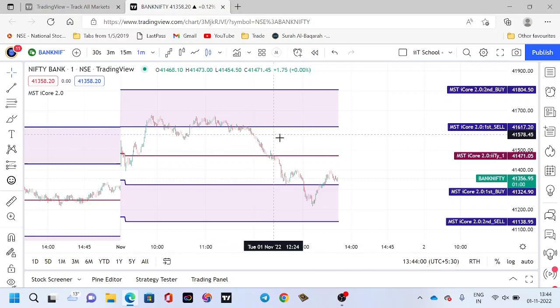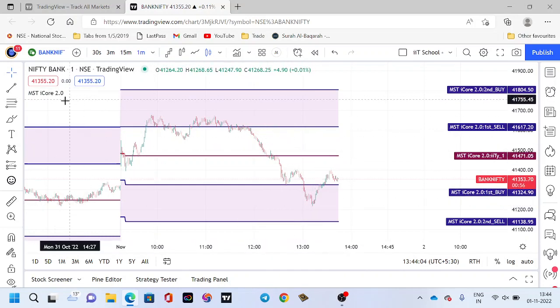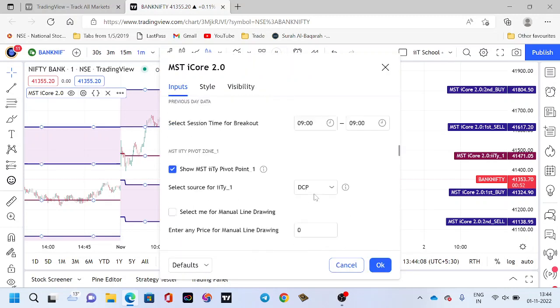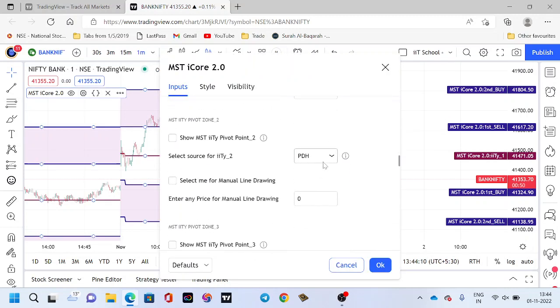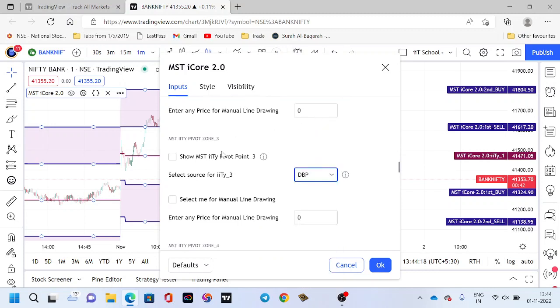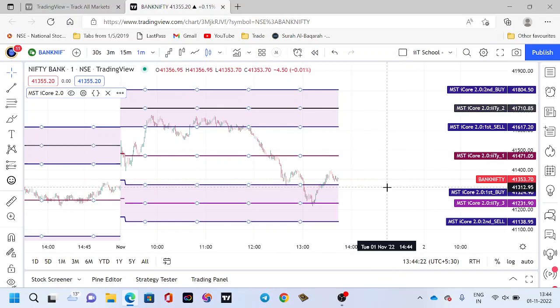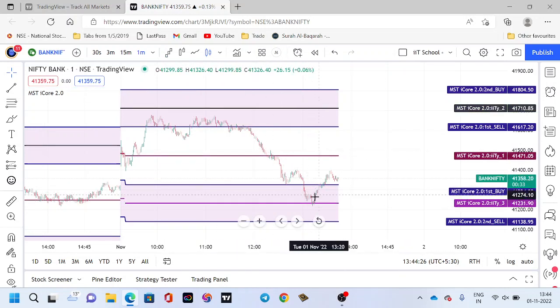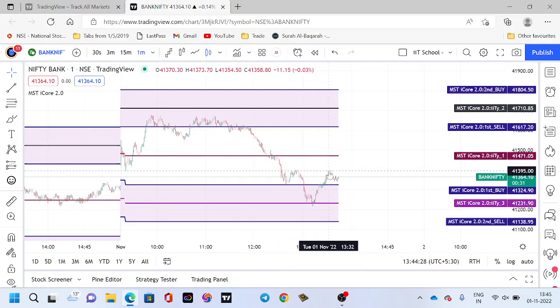Similarly, when the market touched here, I took the entry from the middle point. What is the middle point? I will show you how to take the middle point. Come here and select the DTP, it is for the top midpoint, and DBP, this is for the bottom midpoint. See here, it has come down, touched here, and exactly taken the reversal.